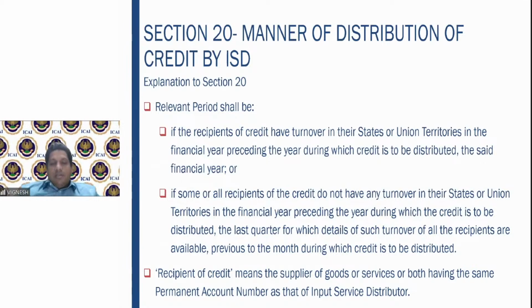Recipient of credit means the supplier of goods or services or both having the same PAN number as that of the input service distributor. Basically, in simple words, it is nothing but the distinct person. If you have one PAN number and multiple places of business, you have to open a separate GST number, but it will be the same PAN number. An input service distributor also will apply for a separate registration, which is known as an ISD registration. And once he registers, only then can he do this apportionment of input tax credit.